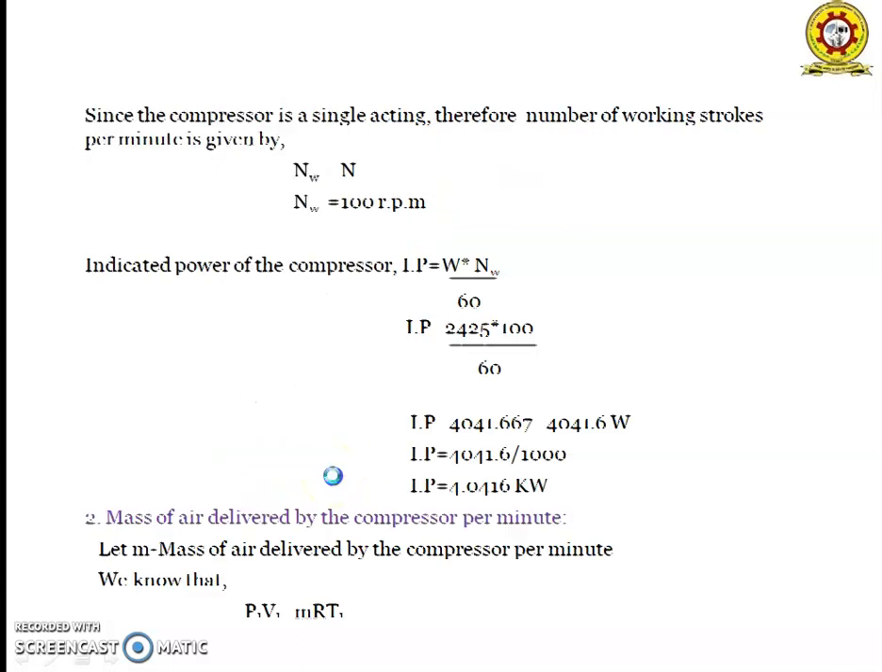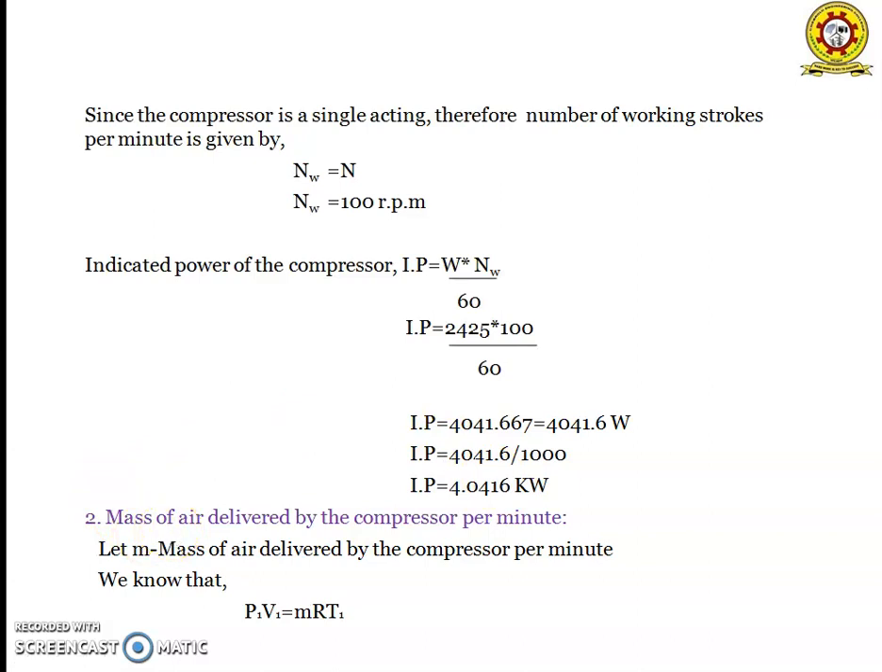2423.884 Newton meter. Since the compressor is a single acting, therefore the number of working strokes per minute is given by NW is equal to N, that is equal to 100 RPM. So indicated power is equal to W into NW by 60. So substituting W and NW, we will get the indicated power is equal to 4041.6 watts. In terms of kilowatts, we have to divide this numerical by 1000. So indicated power becomes 4.0416 kilowatts.